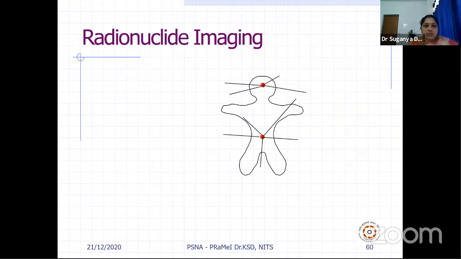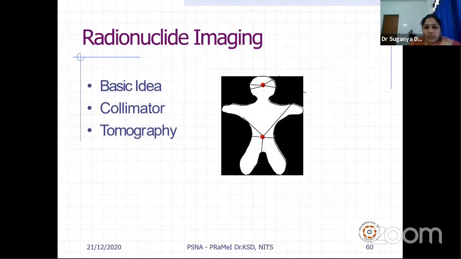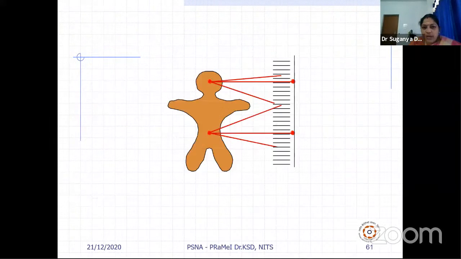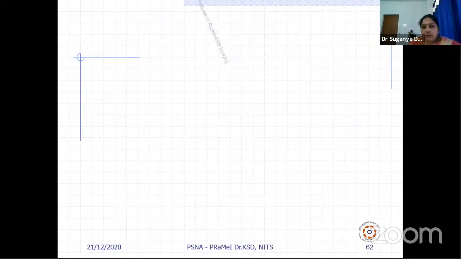Okay, so this is the radionuclide imaging. The radioactive tracer will be injected, and not all the reflected, bounced-back radiations, but only the normal radiations will be absorbed and taken into account for the image analysis. Only rays that are normal to the camera surfaces are detected.